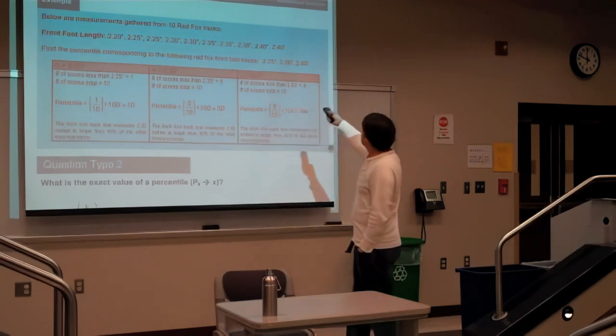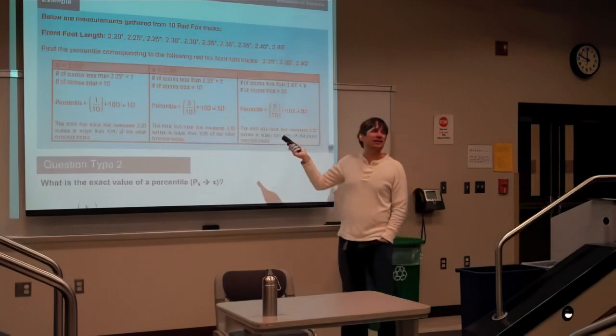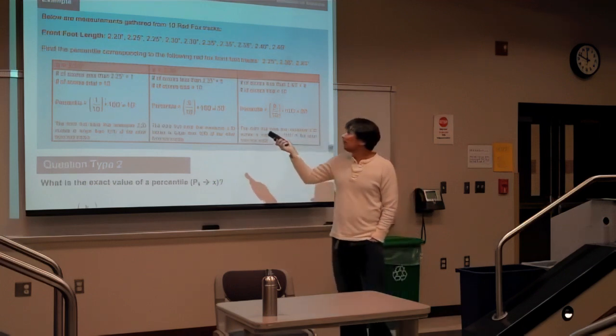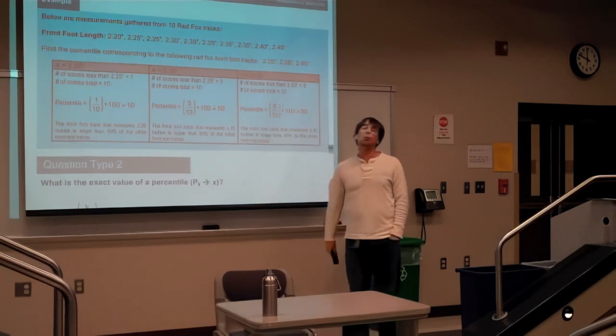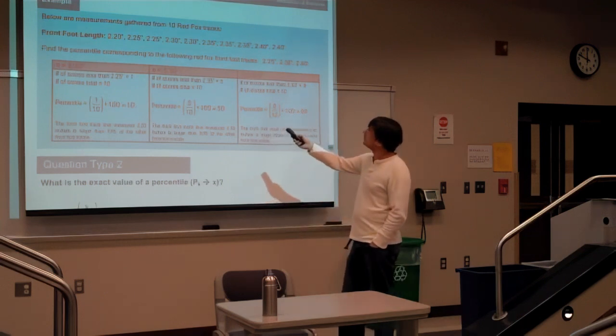So we look at our list. This is from smallest to largest. How many scores are less than 2.25 on this? 1. That's it. It's the only one that's less than 2.25. So 1 score is less than 2.25. What's the total number of scores? 1, 2, 3, 4, 5, 6, 7, 8, 9, 10.